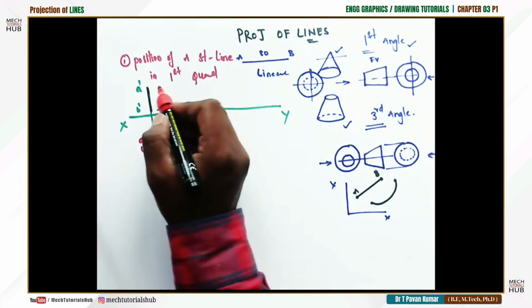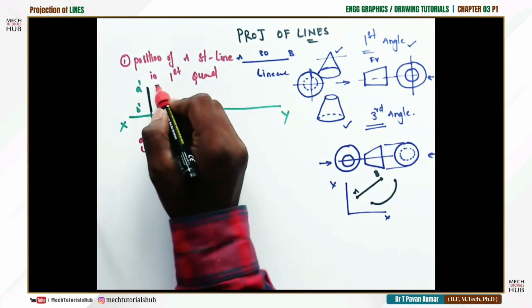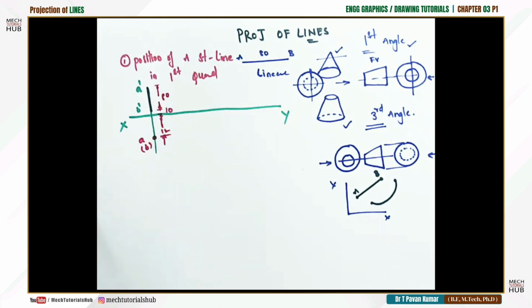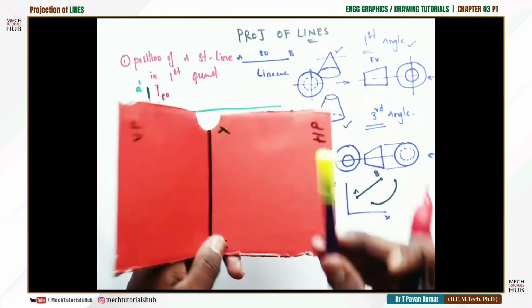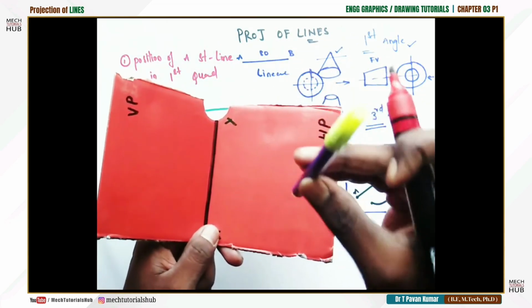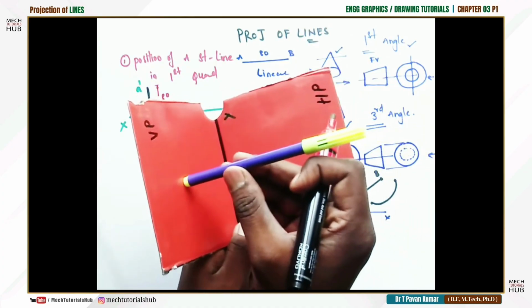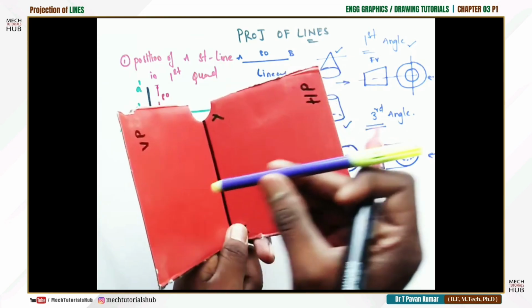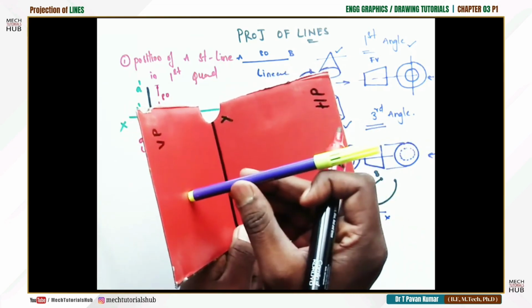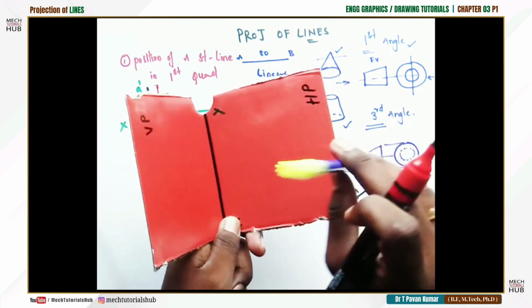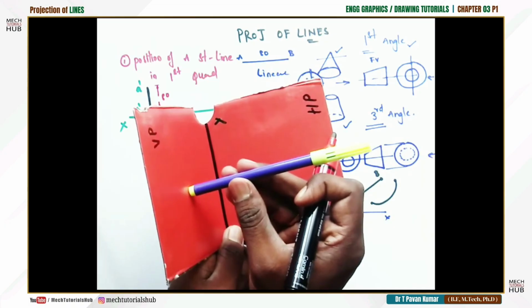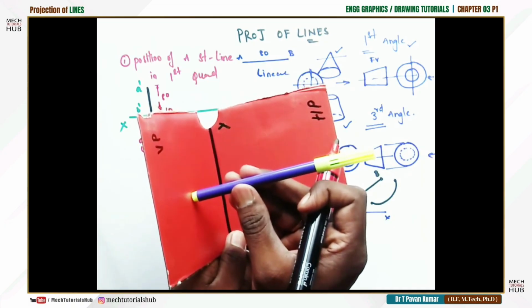Now what is the length of the line? From top to bottom it is going to be 80 mm. Let us have a look at the second position. If this is horizontal and vertical plane, this is your line AB of 80 mm length. Our second condition is a line perpendicular to VP, parallel to HP. Perpendicular to VP, parallel to HP means from the front view I can't see the true length of the line, which is 80 mm.